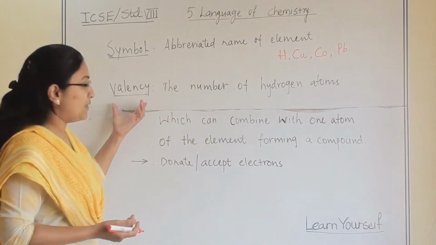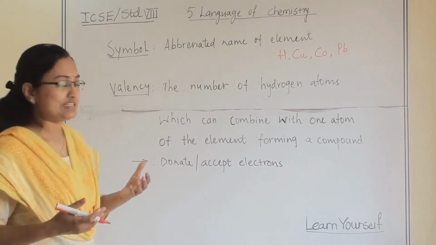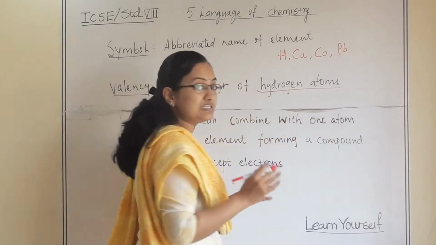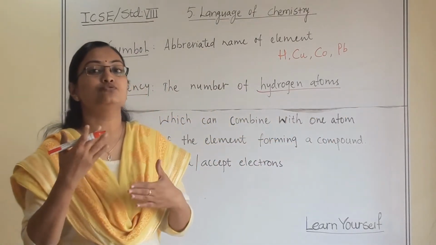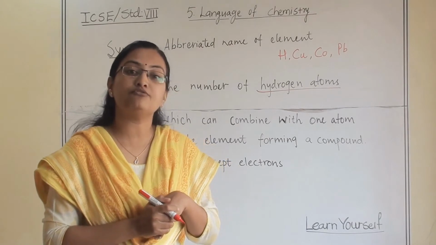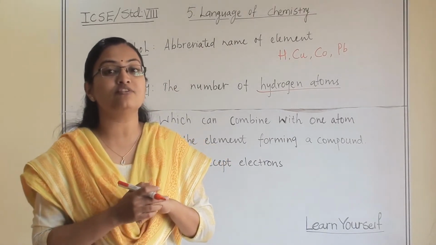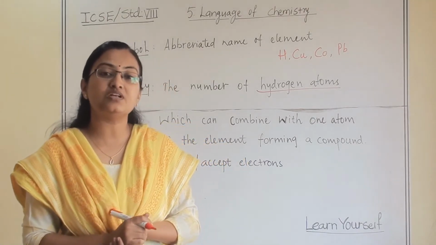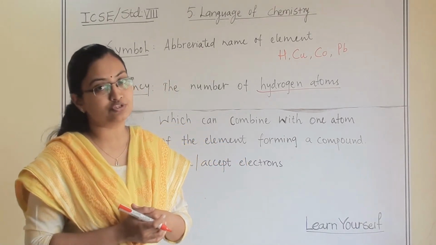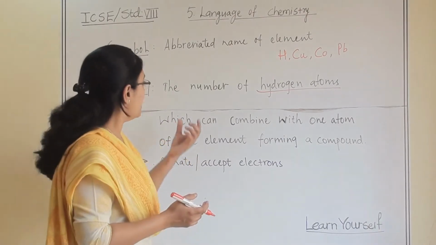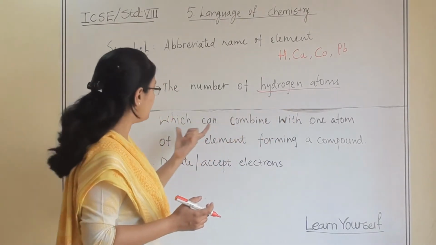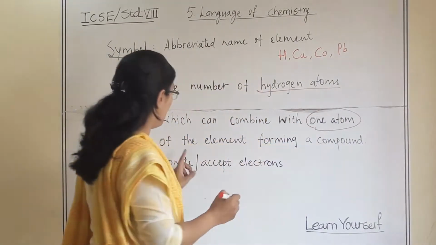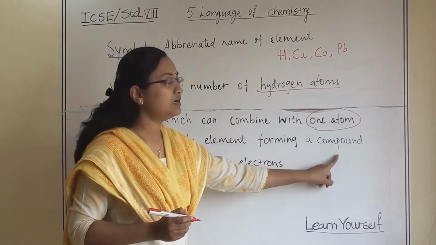Then second, valency. What is the valency? Valency is the number of hydrogen atoms. This is a different concept compared to chapter number 4. In chapter number 4, we have seen it in terms of electron donation or electron acceptance. In this chapter, one other concept is also there for the term valency. So the number of hydrogen atoms which can combine with one atom of the element forming a compound.